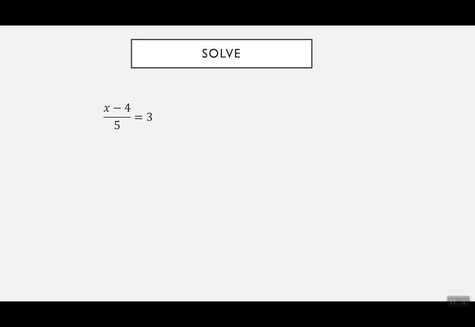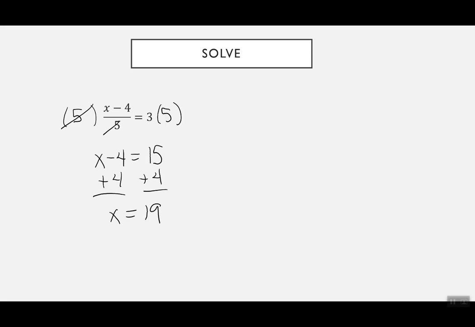Now I make it a little bit bigger. I have x minus 4 over 5 is equal to 3. So I have multiple things that need to be done. I first want to take care of this 5. Multiply the left, multiply the right. On the left it cancels. Now I have x minus 4. 3 times 5 is 15. Now that the x minus 4 isn't part of a fraction anymore, I know I can add 4 to both sides, and x is 19.